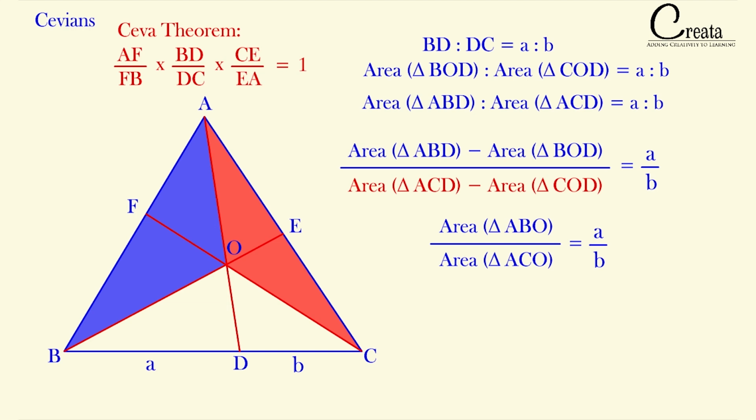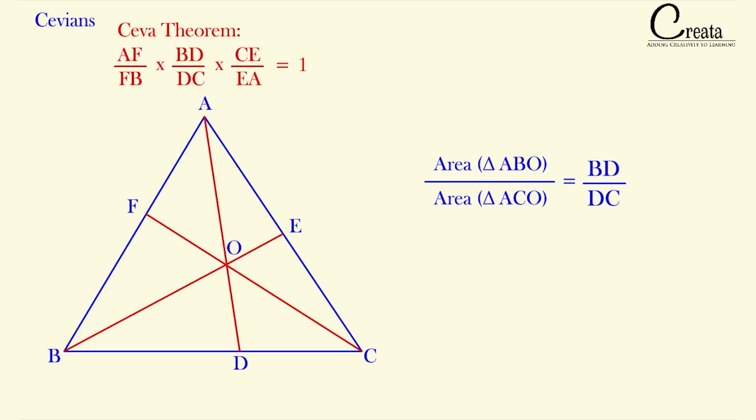Sometimes the competitive exams ask such type of questions in which they give the area of these triangles and ask for the ratio of the bases. So you should know the ratio of the areas of these triangles is also equal to A is to B. And here A is BD and B is DC. So we got area of triangle ABO upon area of triangle ACO is equal to BD upon DC.